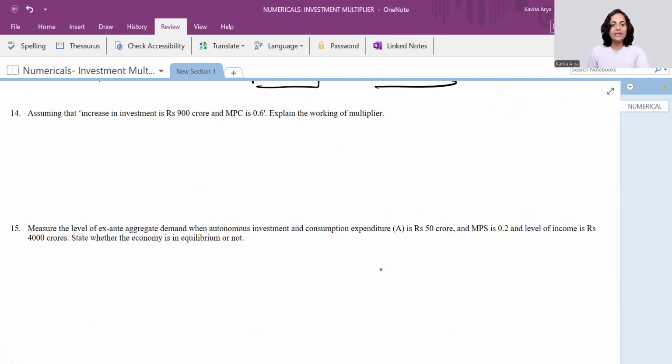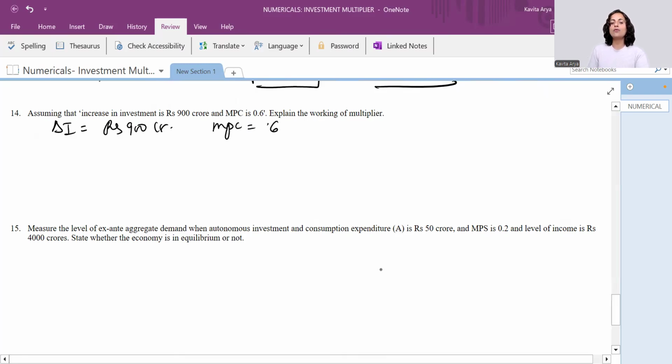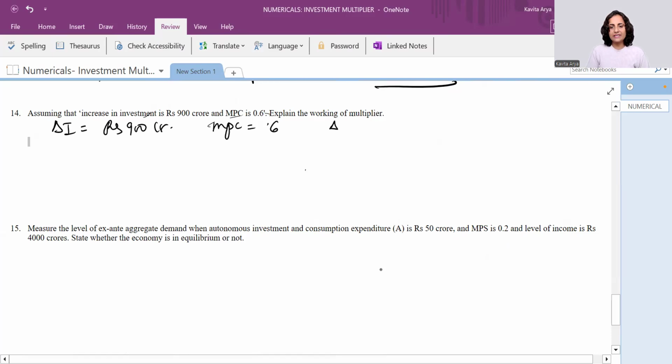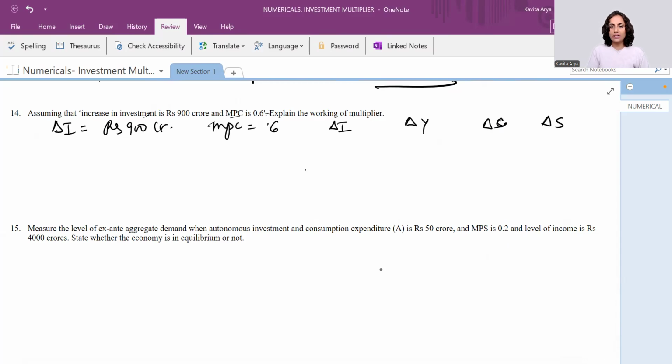They say, assuming that an increase in investment means the beginning of the investment multiplier process, right? That happens with 900 crore rupees, and MPC is again not 0.1, 0.2, 0.5, it's 0.6. So how would you give the working of the multiplier? Let's begin with the solution. Let's create the table of delta I, delta Y, delta C, and delta S.